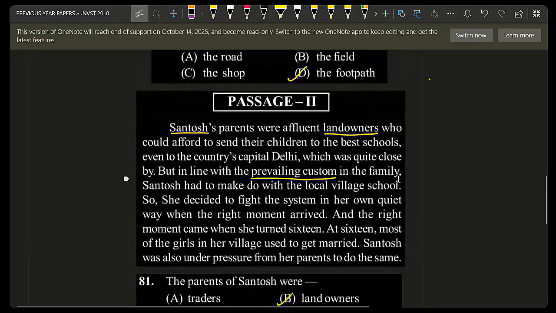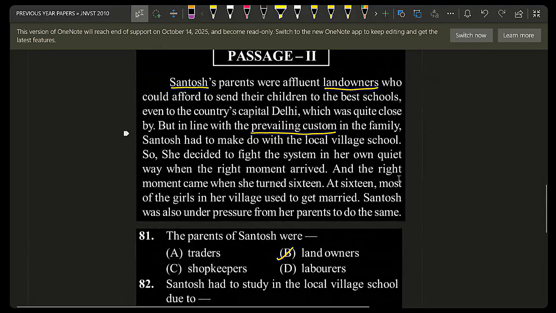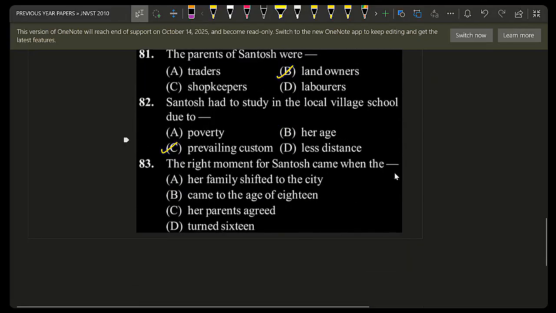Let's go back. It says which was quite close by, but in line with the prevailing custom, she had to make do. Yes, it is clearly mentioning that prevailing custom. And 83. The right moment for Santosh came when her family shifted to the city, no; came to the age of 18, and her parents agreed, no; turned 16. So 83 it is when she turned 16. It's mentioned in the passage. And 84 and 85.